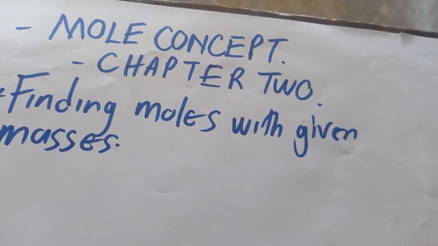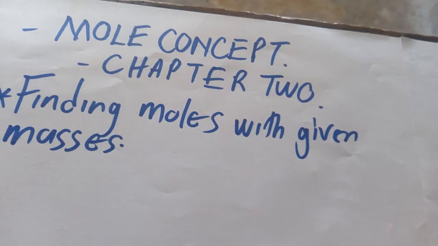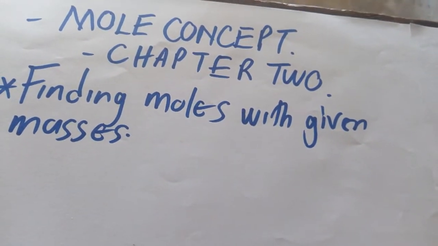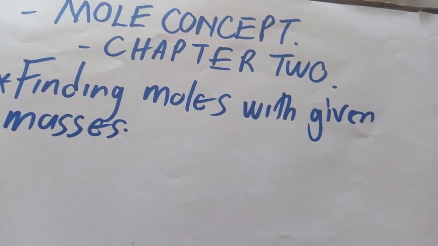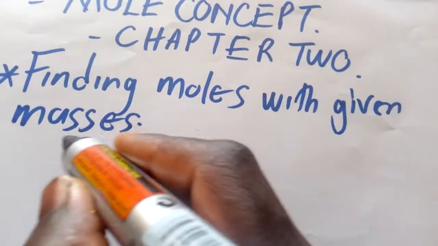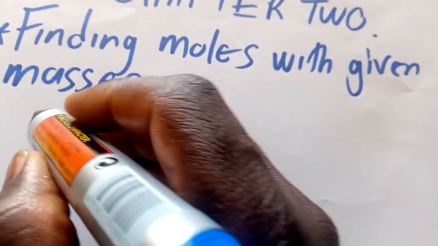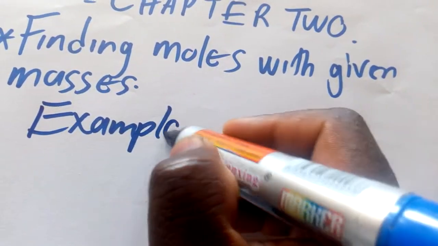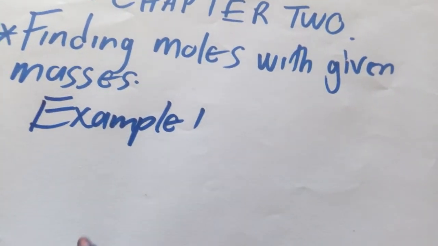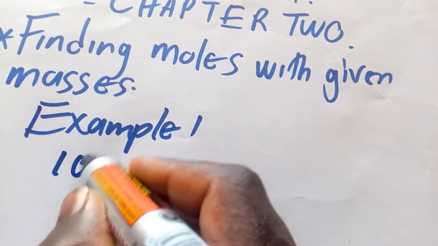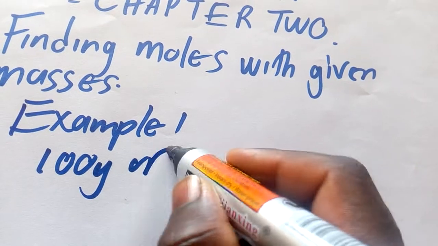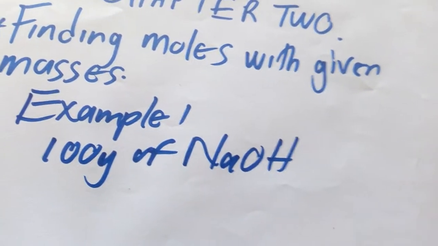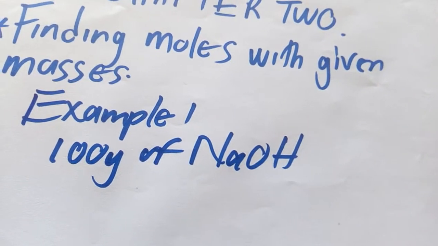Now let us look at an example. If I look at sodium hydroxide, they can tell us to find the moles of sodium hydroxide in a given mass. So let us look at example 1. I'm looking at maybe 100 grams of sodium hydroxide. So we want to find the number of moles of 100 grams of sodium hydroxide.